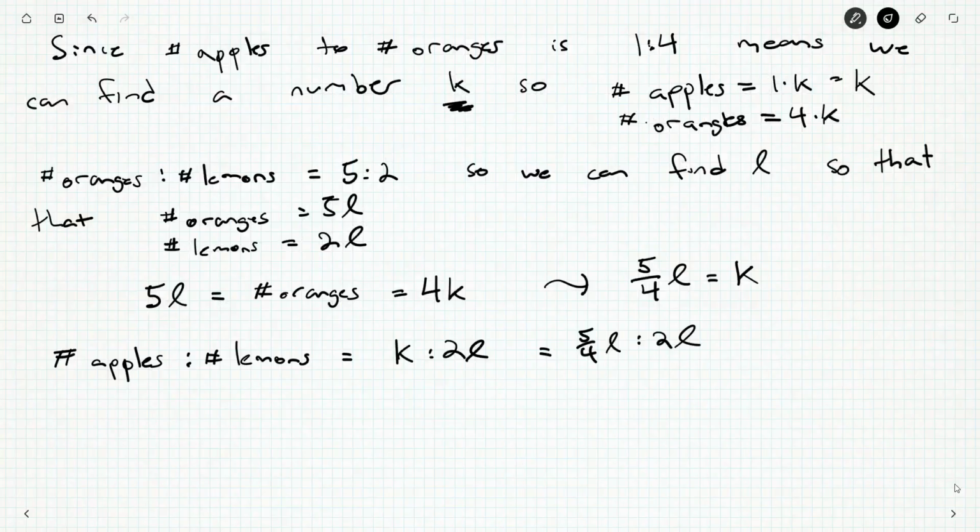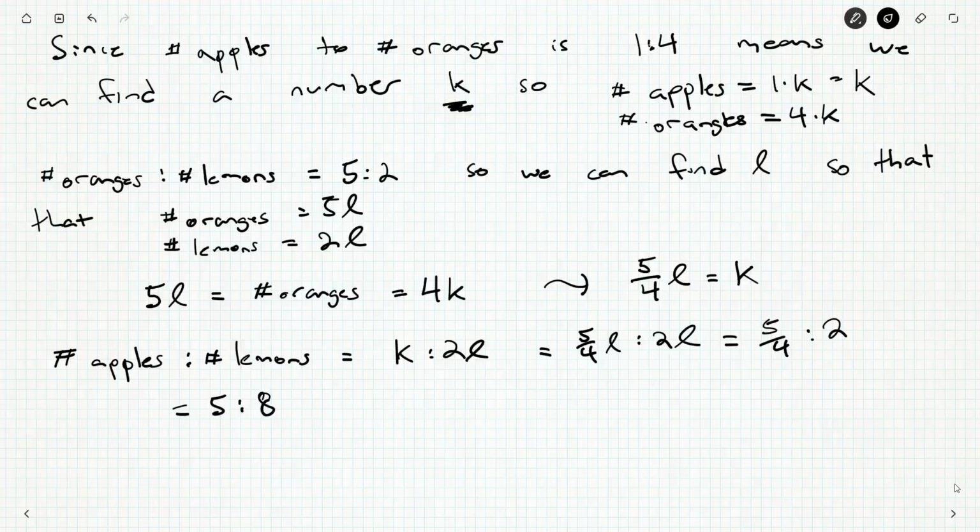One thing we can do is that ratios stay the same whether or not we multiply both sides by the same number or divide both sides by the same number. So I'm going to divide both sides by L. Now this isn't quite a nice looking ratio. Usually ratios are whole numbers to whole numbers. So we're going to multiply both sides by 4. We'll get 5, and we'll get 8.